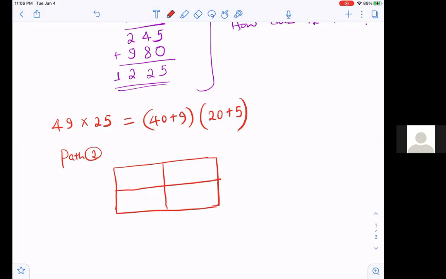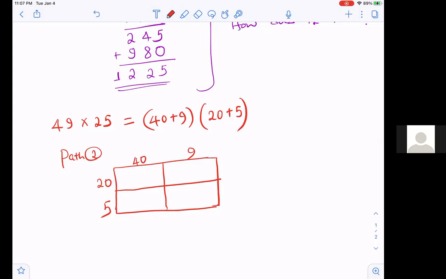So we have 40 plus 9, the 40 will go there, and the 9 will go there. The 20 will go there, and the 5 will go there. We are going to multiply 2 numbers at a time, one along the column and its corresponding number along the row. In each of these little sections, we are going to place our partial products. So let's go. So we have 40 times 20.